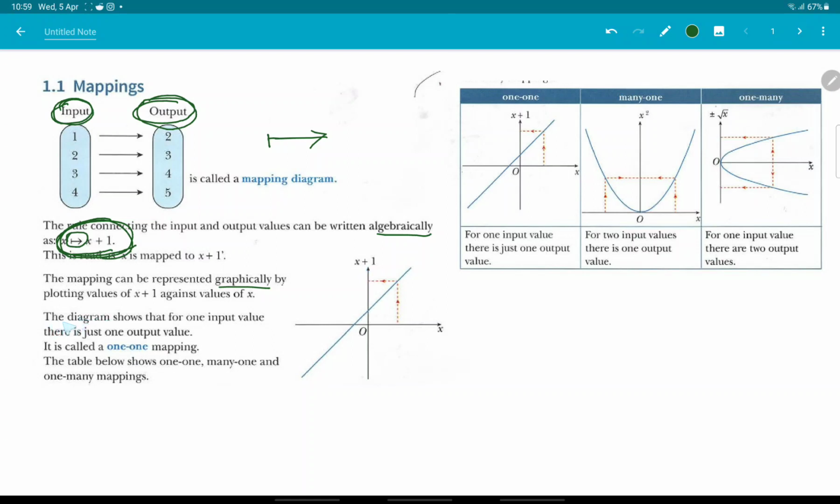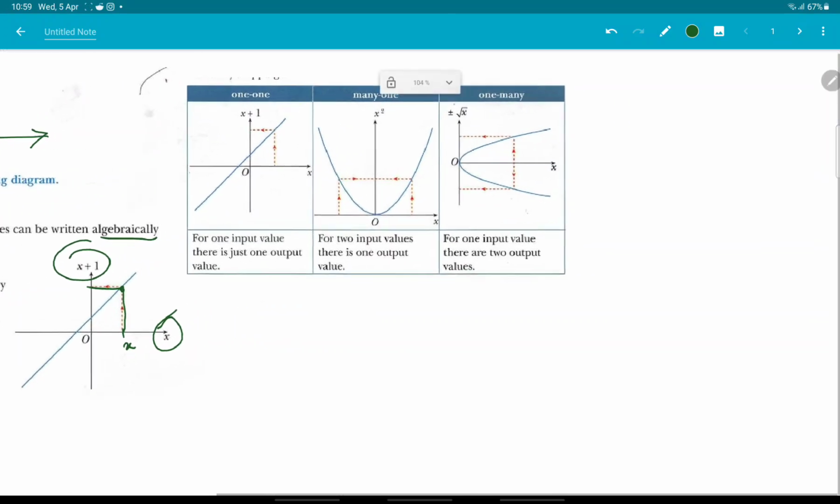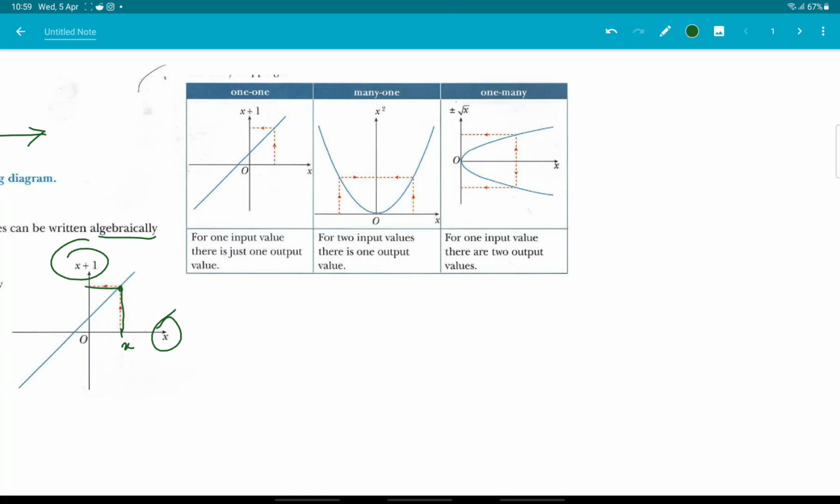The diagram shows that for one input value there is just one output value. It is called the one-to-one mapping. That means from this diagram, if I take one value of x, there is one value of y. So this relation of mapping is one-to-one. Here are the three relations that you should know. Firstly is one-to-one: for one input value there is just one output value.